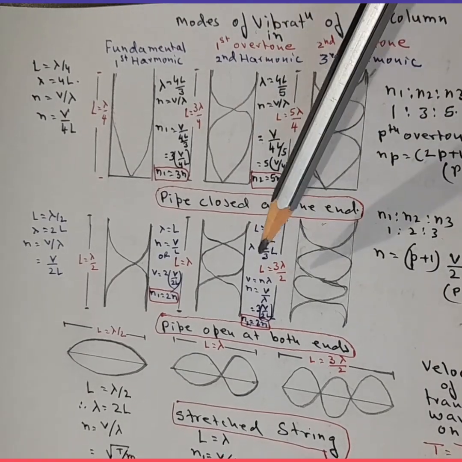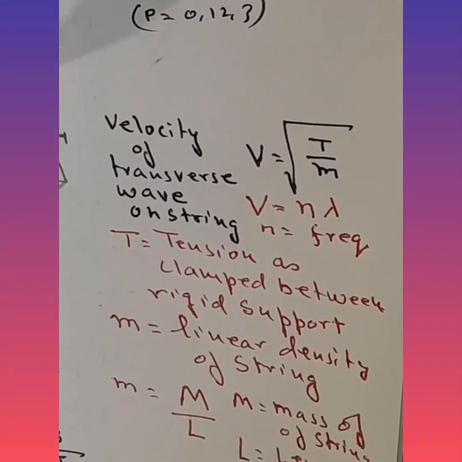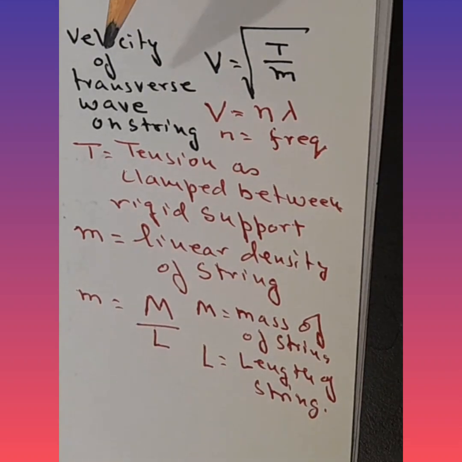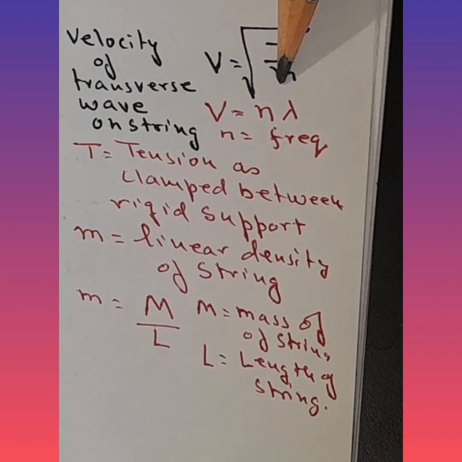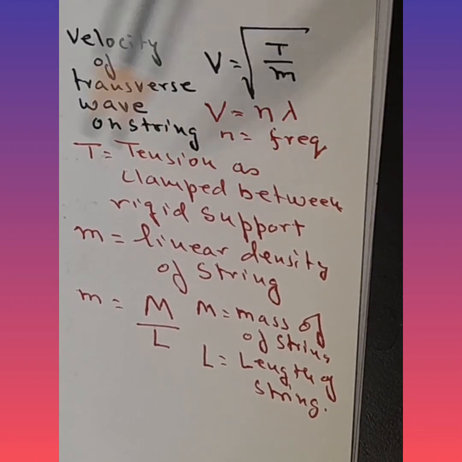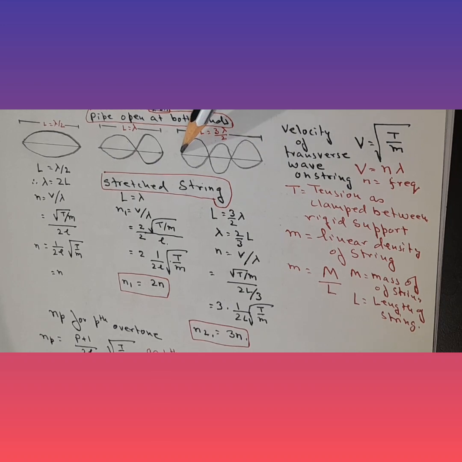Okay, now before we get into the pipe open at both the ends, let's understand some basic formulae. The velocity of a transverse wave on a string, V, is equal to root of T over m, where T is the tension as clamped between rigid supports. So if this is the wire which we have plucked, stretched between rigid supports, it has tension.